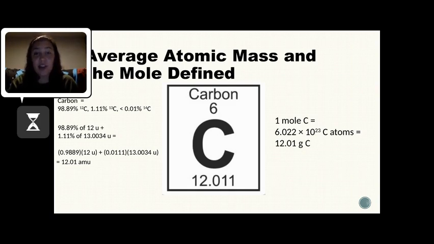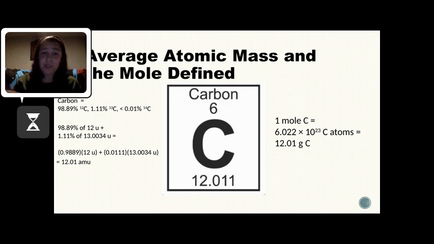All right, so now we've talked a little bit about the mole, and we want to know, where did the concept of the mole come from? 6.022 times 10 to the 23rd seems a little bit random, right? So it actually means that in 12.01 grams of carbon, there are 6.022 times 10 to the 23rd carbon atoms. So this actually defines the mole. So for 1 mole of carbon, there's 6.022 times 10 to the 23rd carbon atoms, and it's 12.01 grams of carbon.